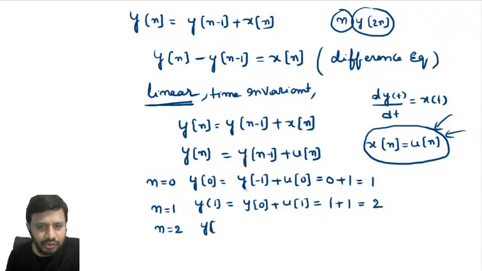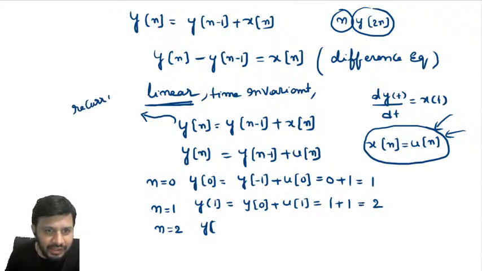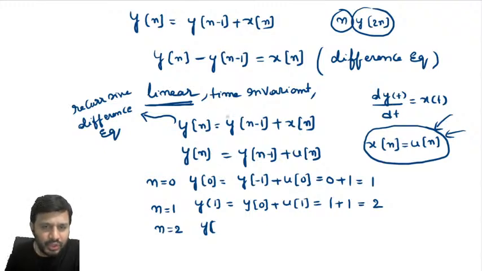This way of solving is what is known as recursion. So let me tell you one point, that this is called a difference equation, a recursive difference equation. Recursive means output depends on the previous output. Whenever your output depends on the previous outputs, it is known as a recursive difference equation. Generally, if you are going for digital filter design, IIR filters, infinite impulse response filters, they are specified by this kind of recursive difference equations.